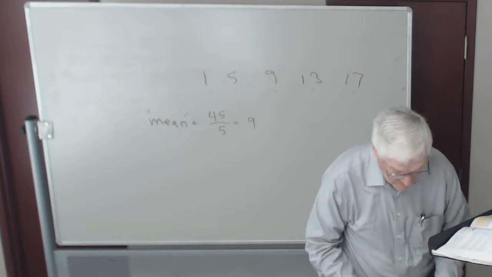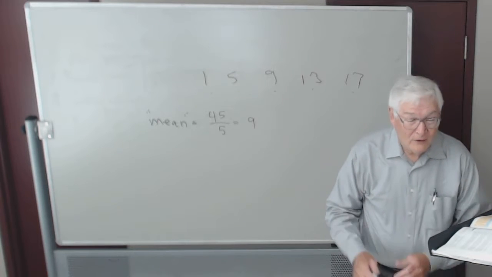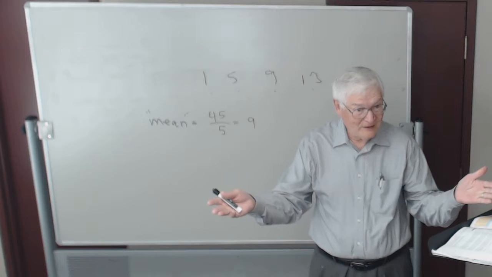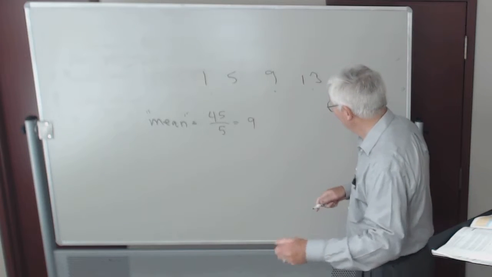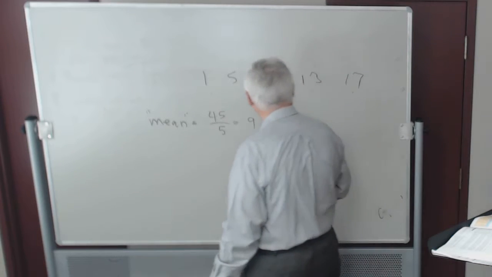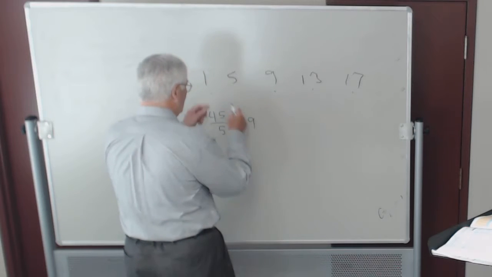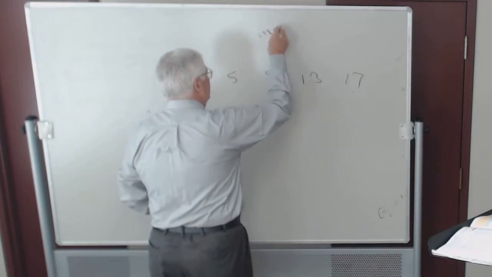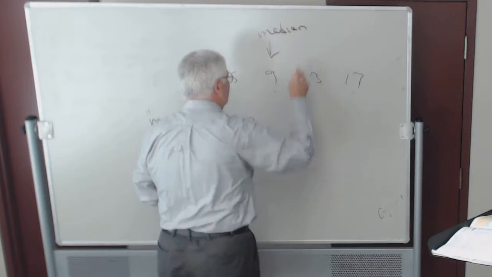Isn't that like a number in the middle? You know, like the median strip on the highway? Half of the highway's on each side. So where would be the median? 9. 2 scores here, 2 scores here. So there's the median. Well, there you go.